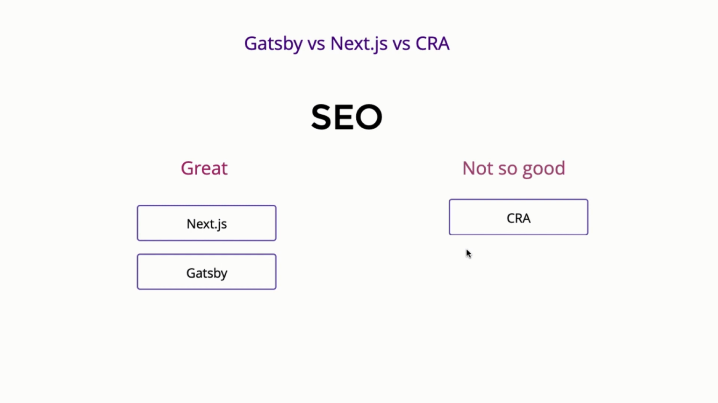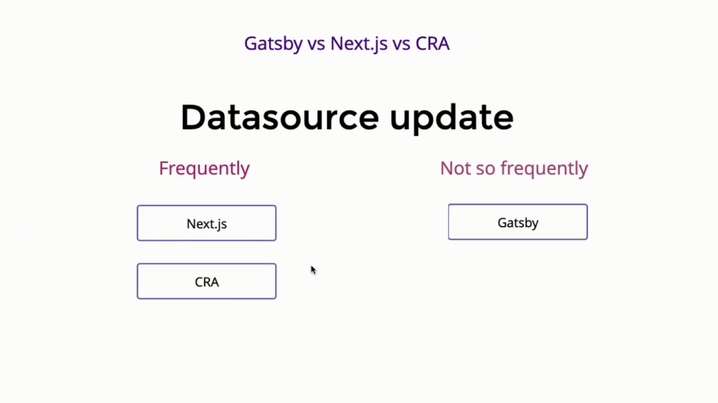So when you are looking to build a site or an application that needs really good SEO, these are the things that you want to consider: Next.js or Gatsby. Okay. And then you also need to consider how frequently your data is going to change.